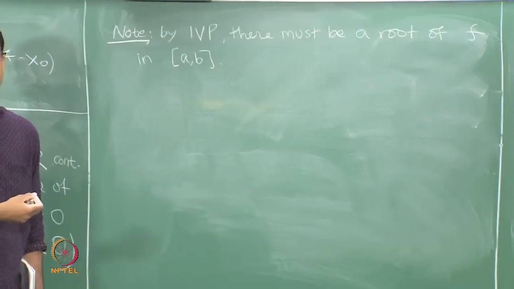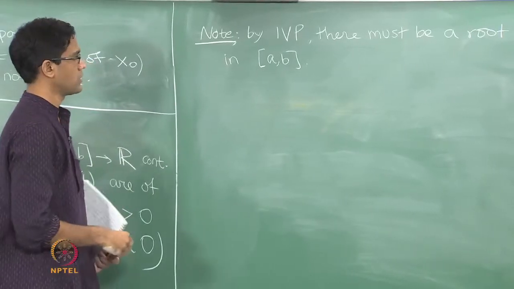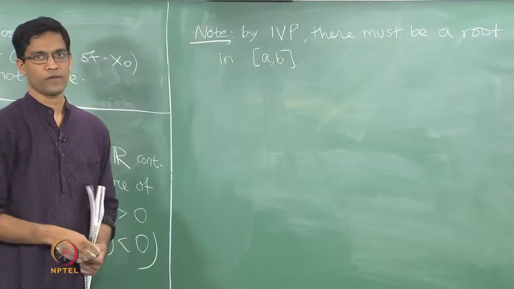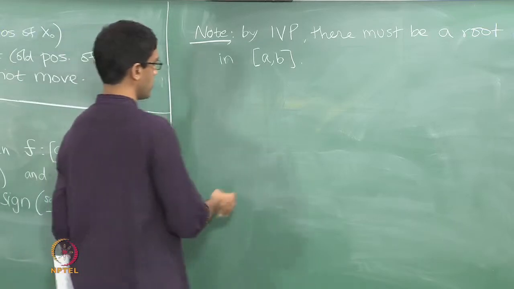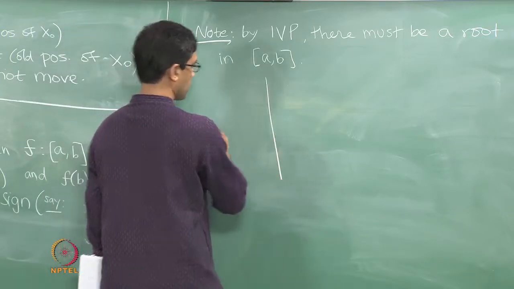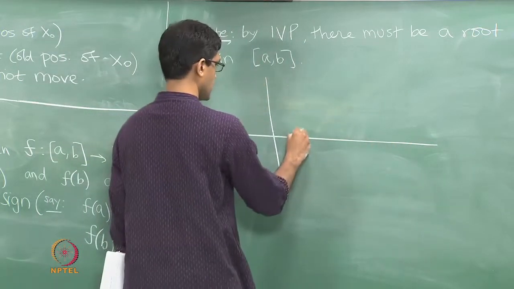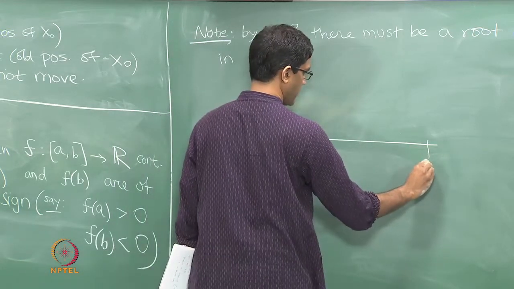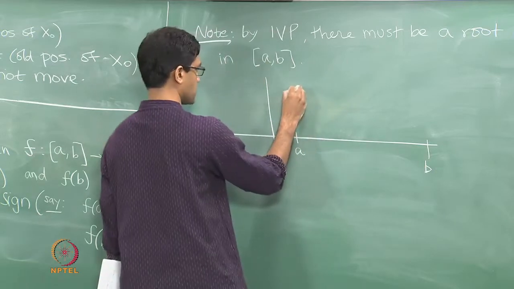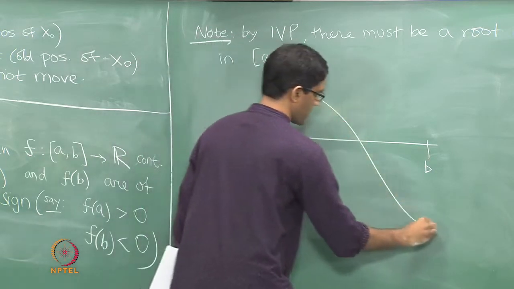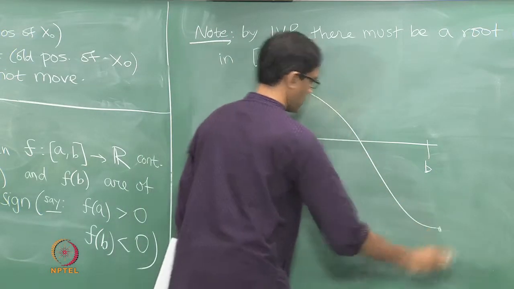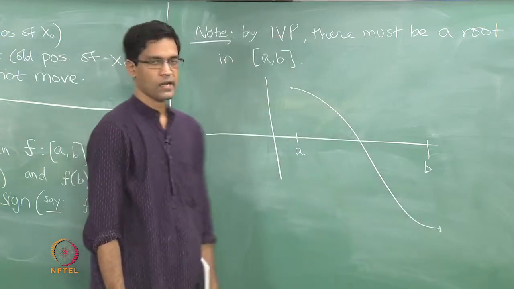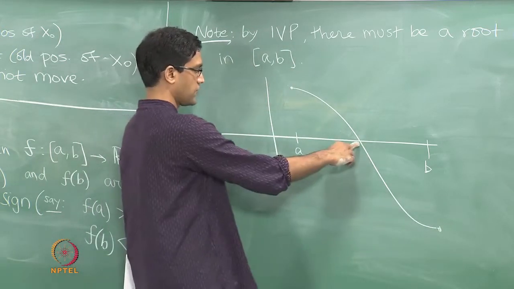Okay. Now the question is, how do we find this root to some given degree of accuracy? So we just want to figure out a way of determining this root. So here is the idea. There must be a root between a and b, and what do we assume? F of a is positive and let us say f of b is negative. So this is say how the graph might look, and we are trying to find that point.